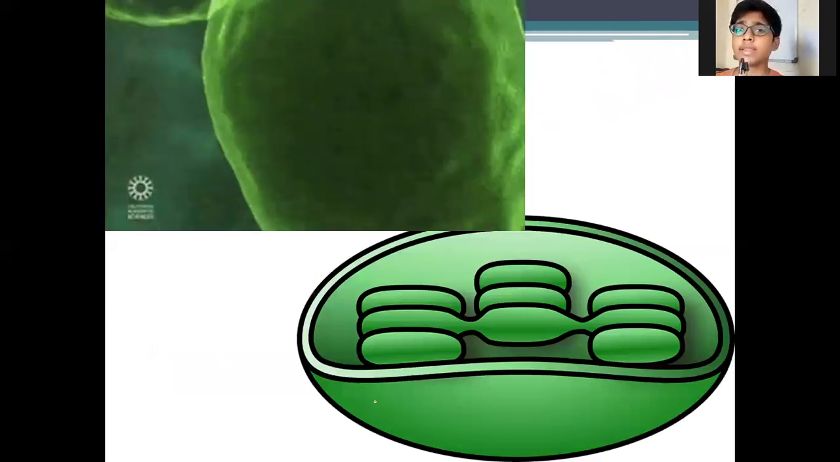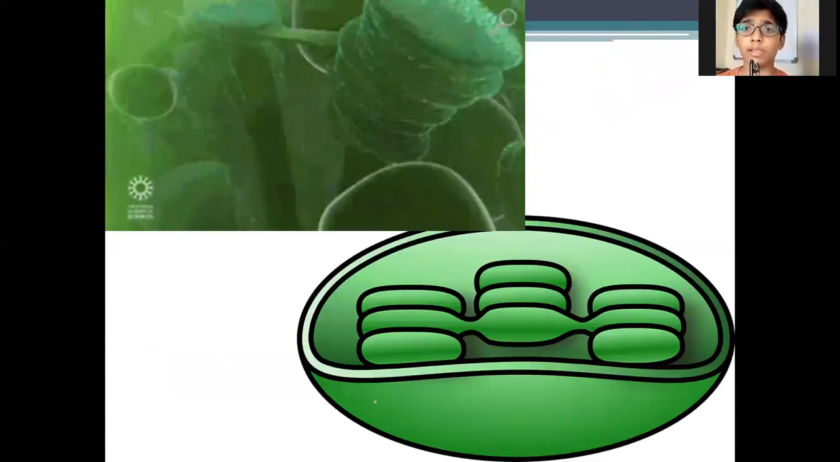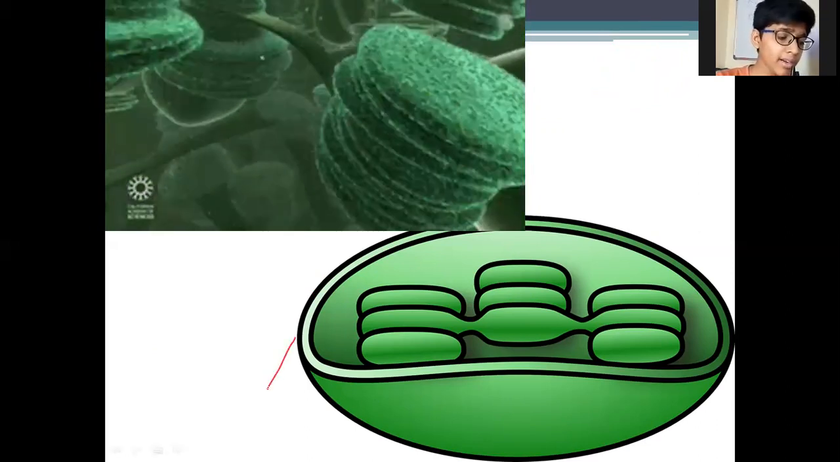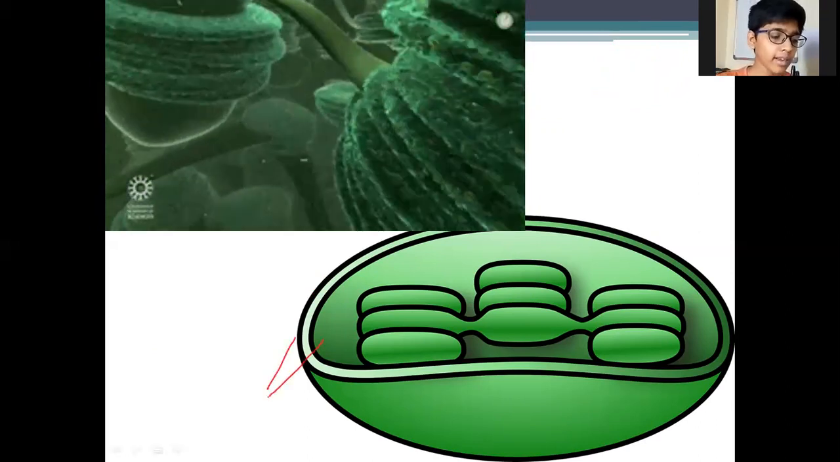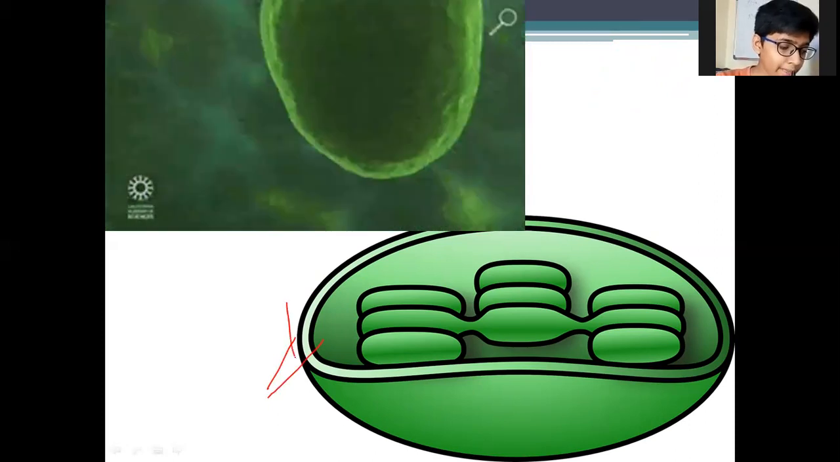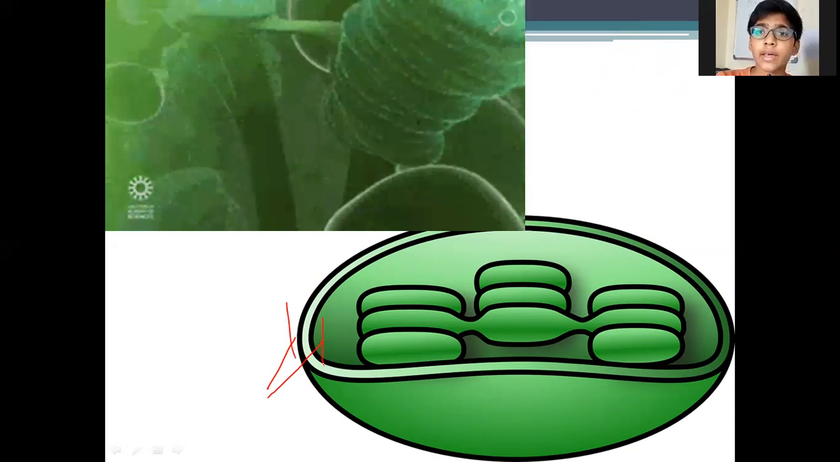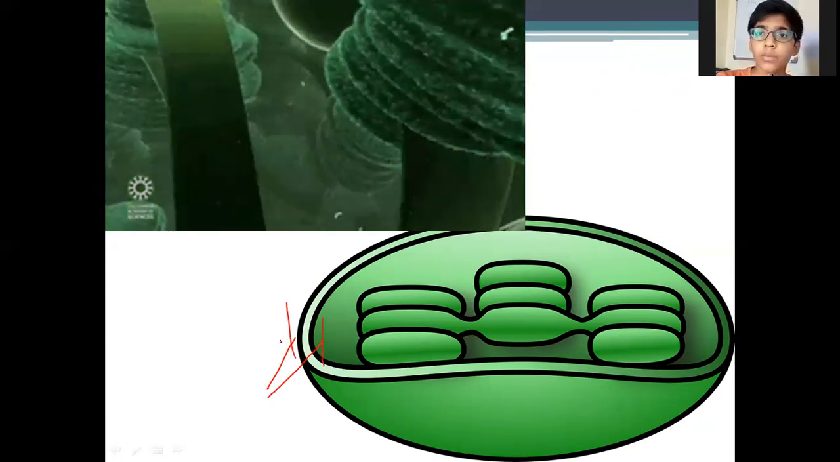Now this is how a chloroplast looks. This is a double membraned structure. It has two membranes: the outer membrane and the inner membrane.